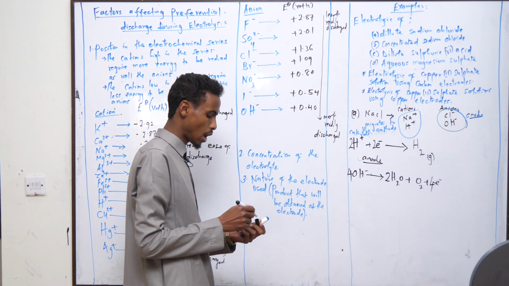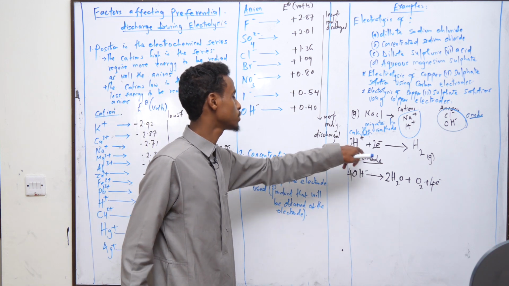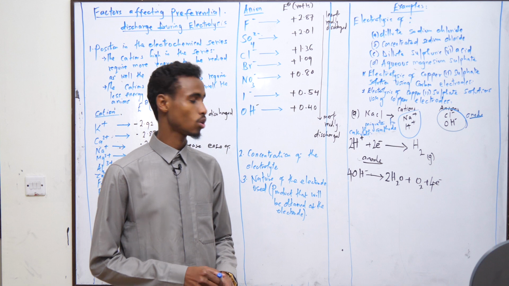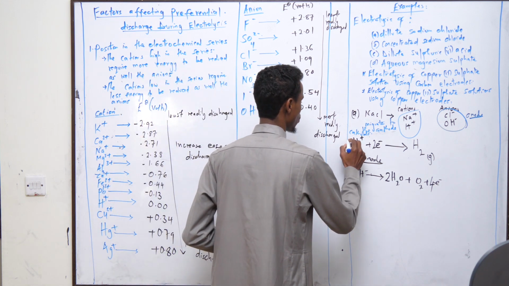Now we come back to our cathode again. Now that this has lost 4 electrons, therefore this must also gain the 4 electrons lost by the hydroxide. And therefore this one now becomes 4.